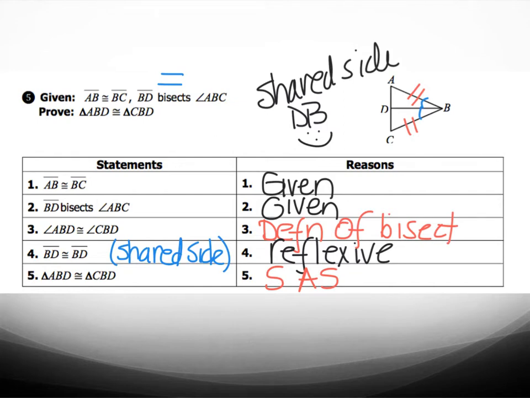So when I got ready to put in my proof and I saw the shared side, that's the reflexive property, because anything is congruent to itself. BD is congruent to BD. When I look back at my picture, I see side, angle, side in the top triangle. That's congruent to a side, angle, side in the bottom triangle. Therefore, the triangles are congruent.